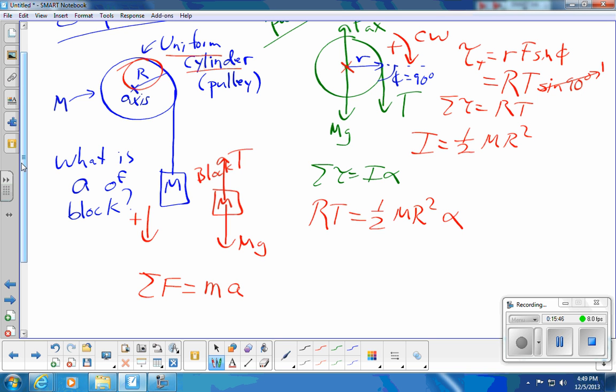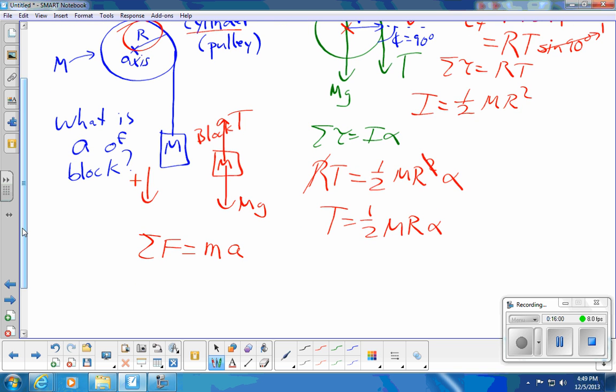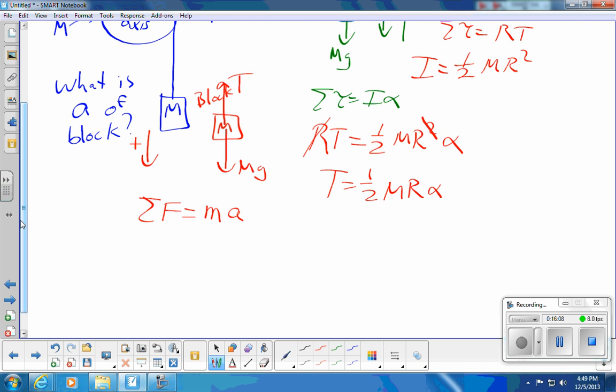We can tidy this up a little bit because one of the r's goes away, and we end up with T equals 1/2 mr alpha. Okay, that's nice. And you might be saying, why did we do that? Because we're interested in the linear acceleration of the block. Well, it's because we're going to have to use some of that information we just got from the pulley to figure out the linear acceleration of the block.